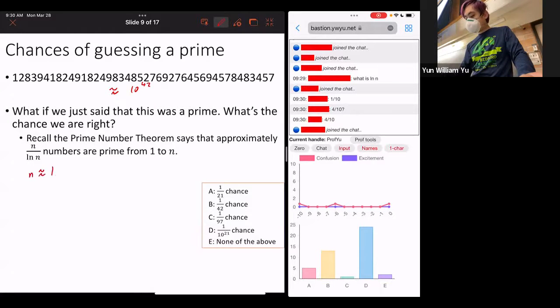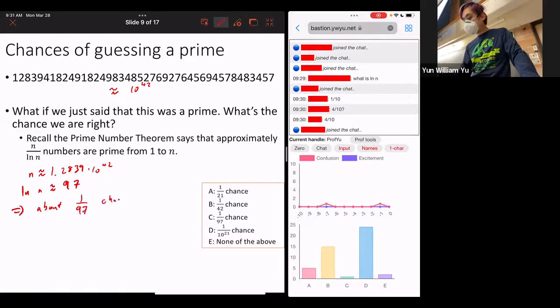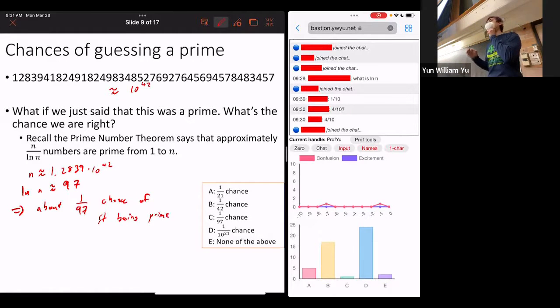n is approximately, let's say, 1.2839 times 10 to the 42. So natural log of n is about 97. This means that there's about a 1 over 97 chance of it being prime. So basically, on average, about 1% of numbers between 1 and 10 to the 42 are prime. And so if I pick this big number, I can still say that there's about a 1% chance that it's prime, which isn't so great, right?